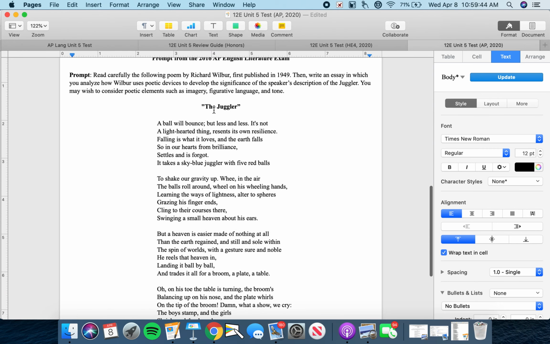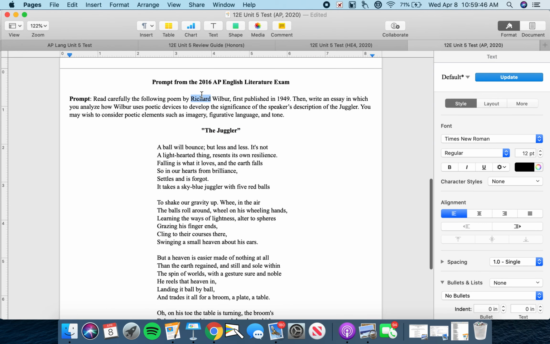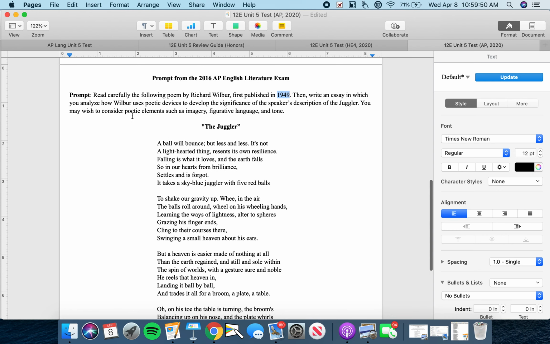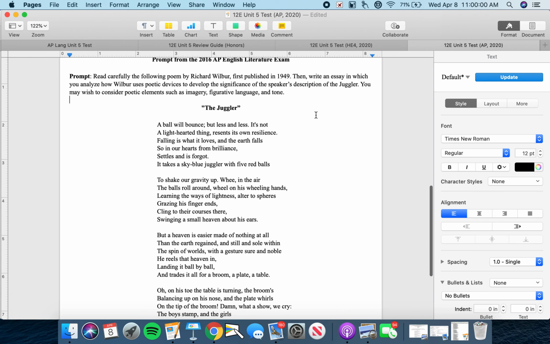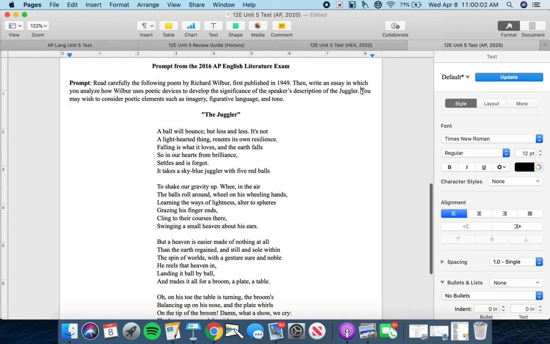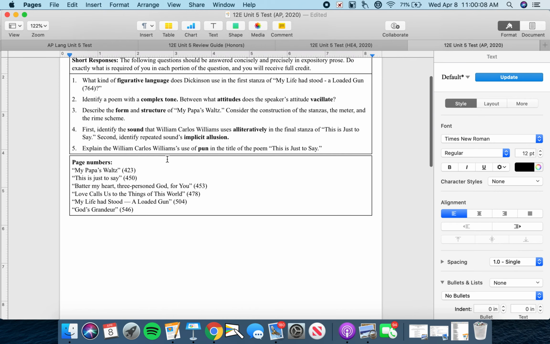Okay, so the poem is called The Juggler by one of my favorite poets, Richard Wilbur, published in 1949. And your task is to write an essay in which you analyze Wilbur's uses of poetic devices to develop the significance of the speaker's description of the juggler. All right, so I will let you think through what precisely your thesis needs to look like in response to this prompt. Okay, so make sure you think through that carefully.